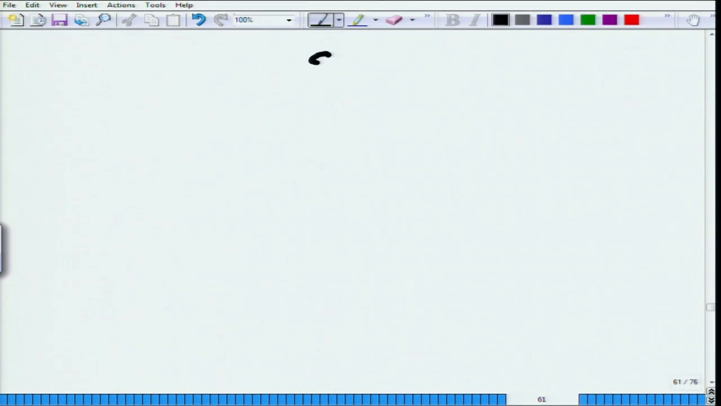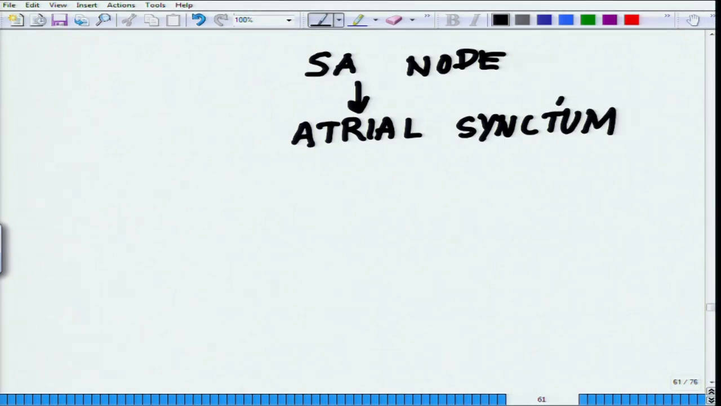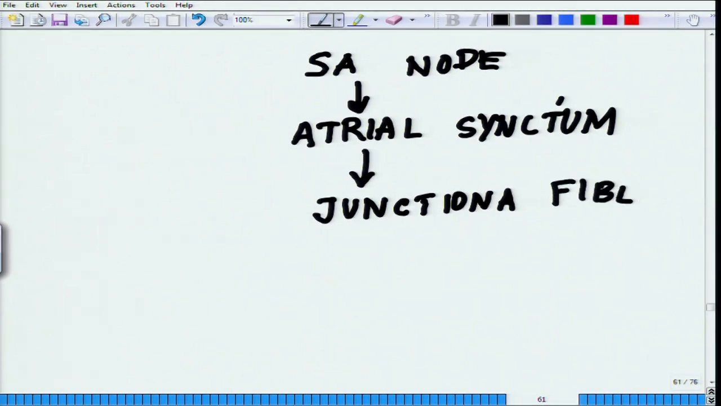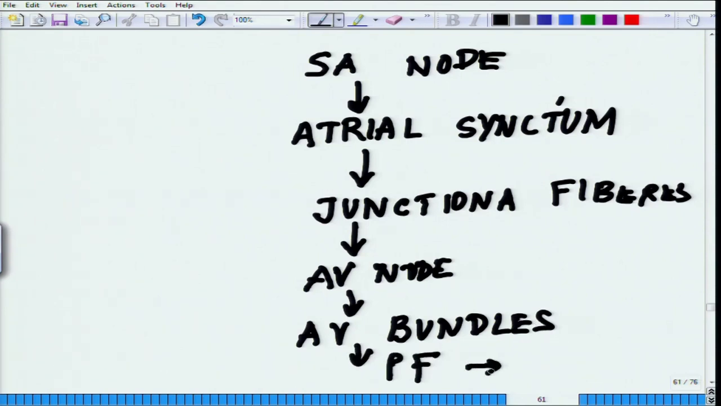So, it starts from the SA node; the first step is at the SA node. From the SA node, it moves to the atrial syncytium. So, basically all the atria, or the two upper chambers, are getting stimulated. From there, it moves on to the junctional fibers, which are just before the AV node. From there, it moves on to the AV node. From the AV node, it moves to the AV bundles, the atrioventricular bundles. And from the AV bundles, it moves to the Purkinje fibers, and from there, it moves on to the ventricular syncytium. The complete ventricular chamber gets excited.